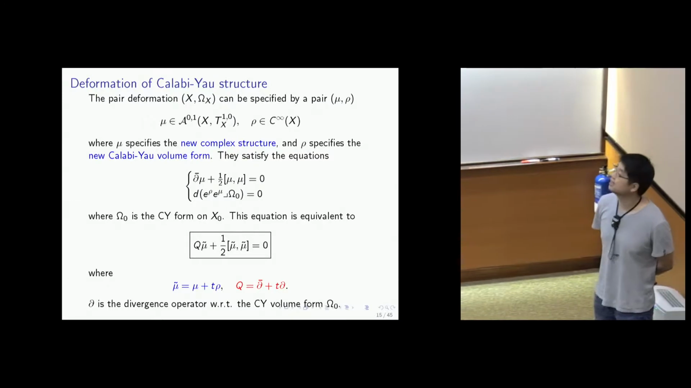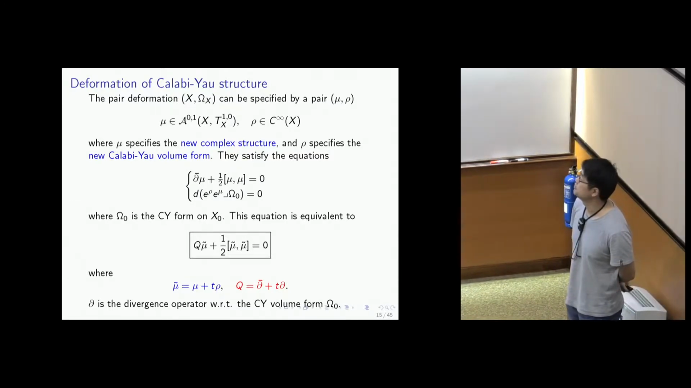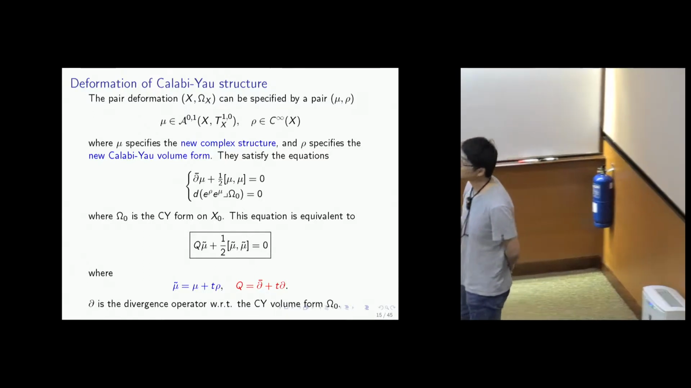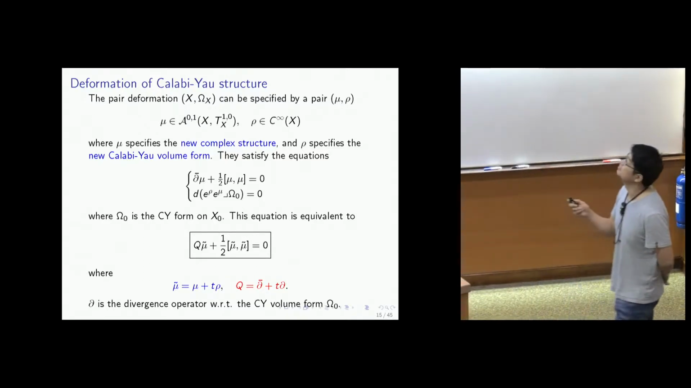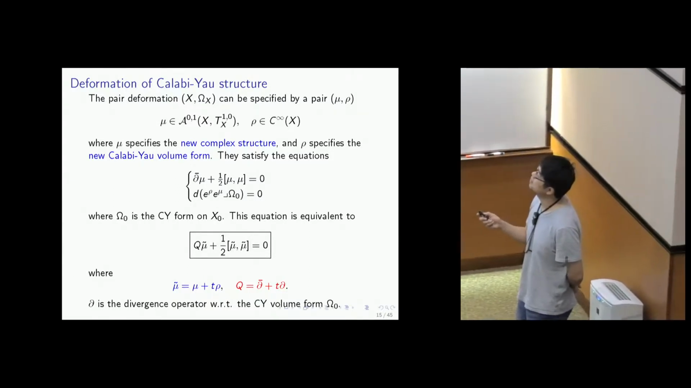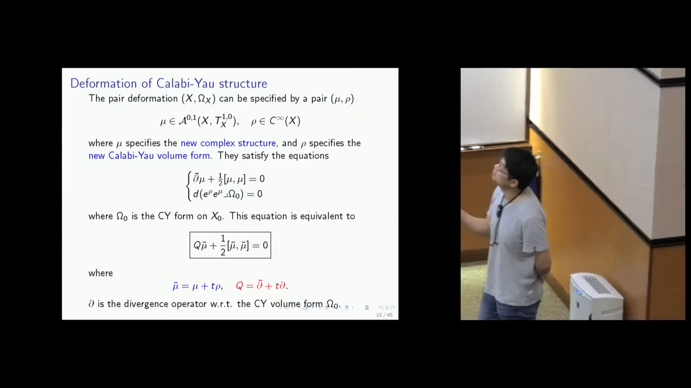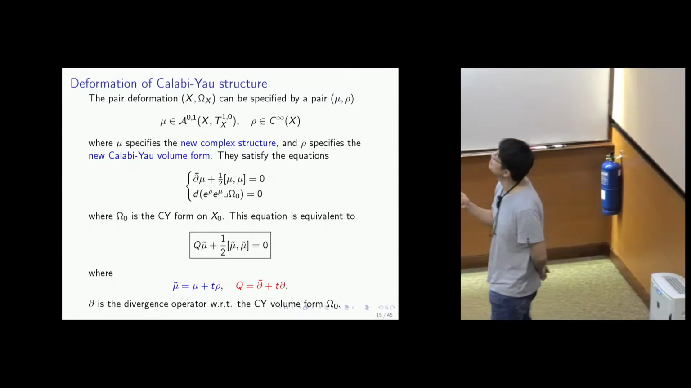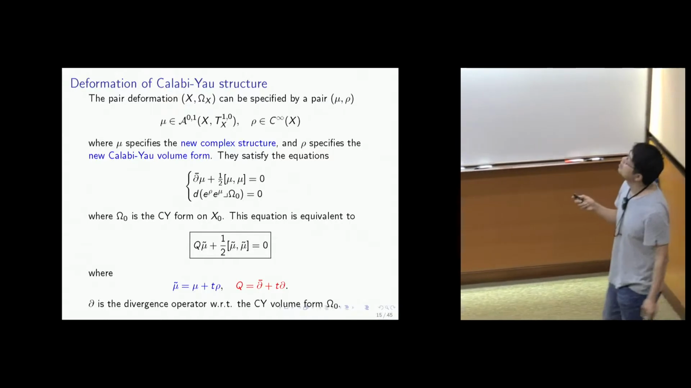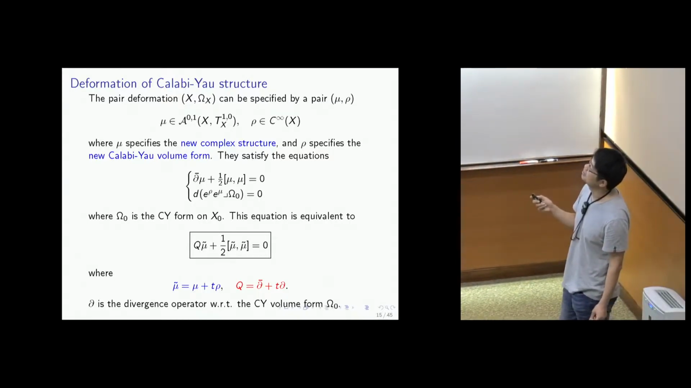So let me try to explain the geometric and the physical meaning of this BCOV theory we proposed. I'd like to understand the deformation problem of a Calabi-Yau structure. So you want to deform a Calabi-Yau, meaning you want to deform this pair, X and omega_X. The deformation of the pair can be specified by two data. One is a (0,1)-form valued in the holomorphic tangent vectors. The other one is a smooth function.